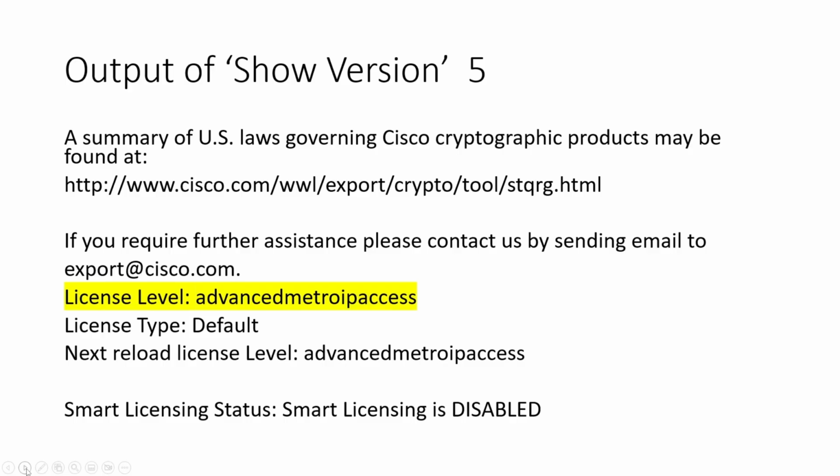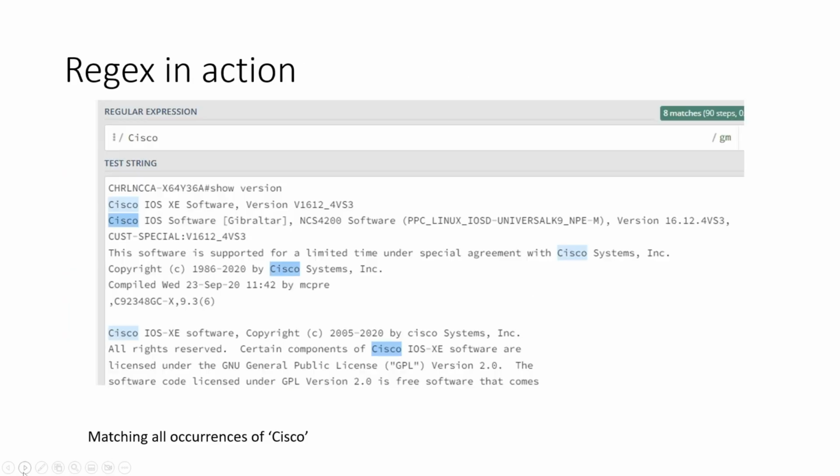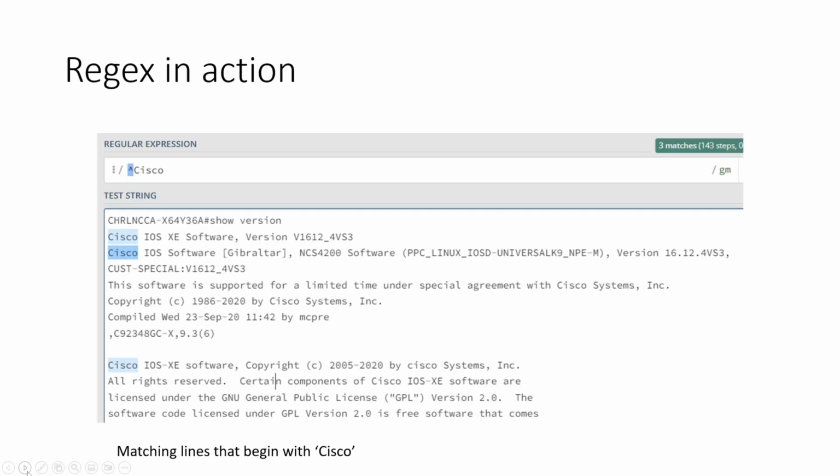And this is all stuff that we might want to search for without necessarily knowing what we're trying to match. And of course we have memory and VRAM, physical memory, flash memory, the configuration register, all kinds of information here that we might want to search for. So let's play around with this. If I go to regex101.com, I can indeed match all occurrences of Cisco, but that's really a little bit too broad. We might want to filter that down.